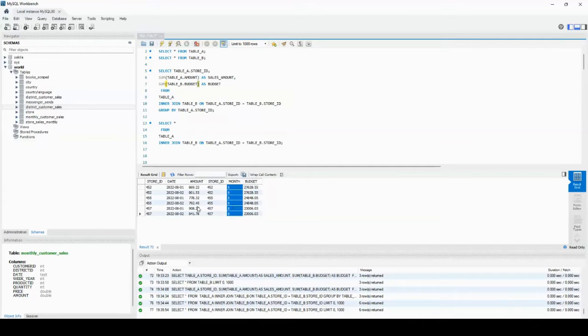So since these two tables are at two different levels of granularity, a simple query like this will not get you the results that you want. So I'm going to share another example. So let's get into that.